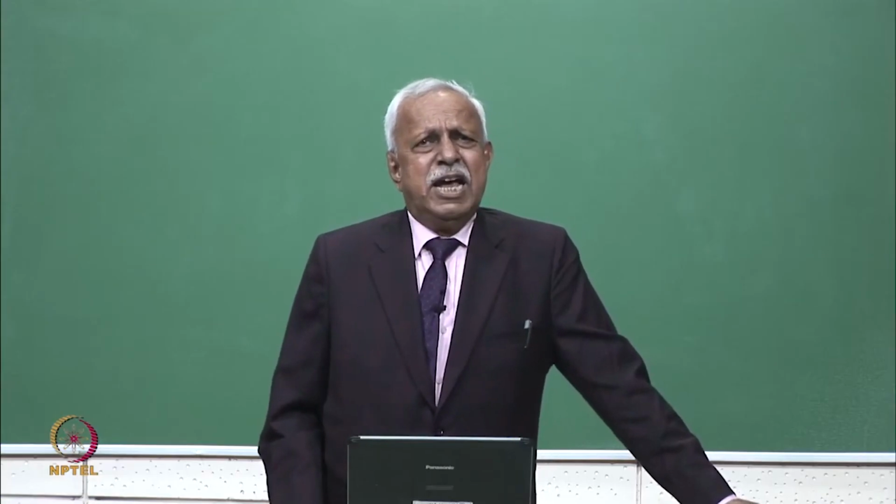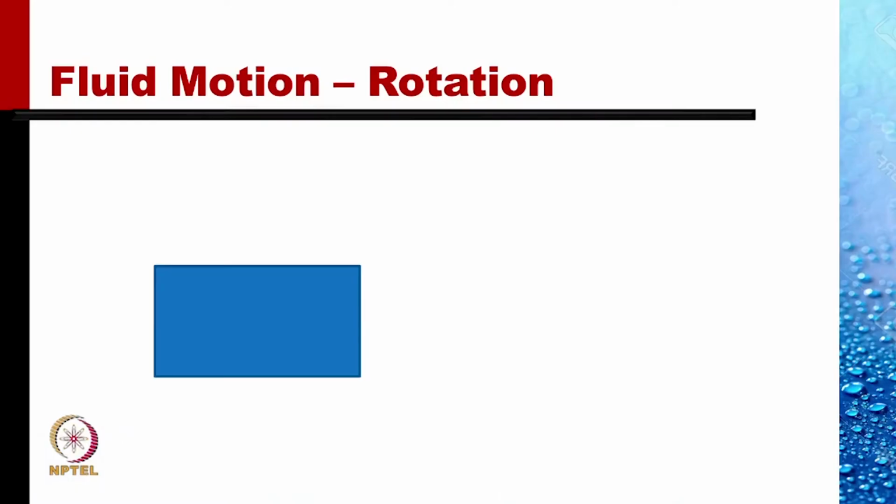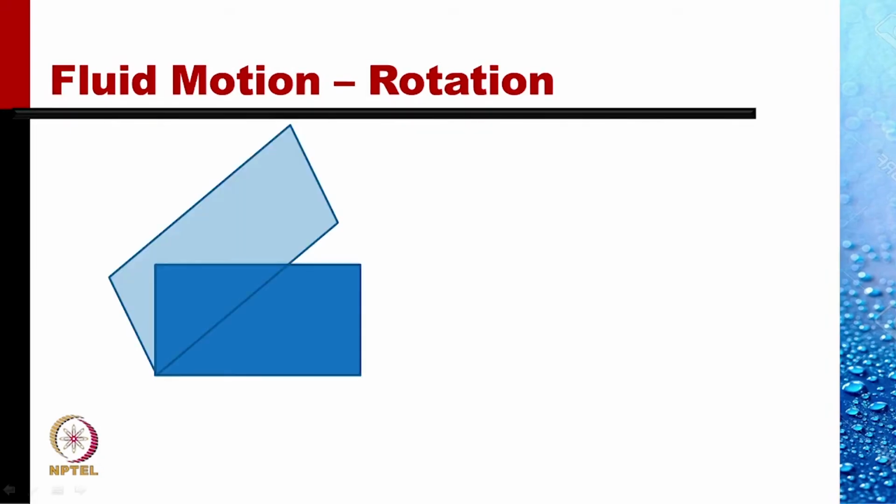Let us further consider rotation of this fluid element. Let this be a fluid element of size delta x and delta y at time t, and after time delta t, let the fluid element occupy this position. This element would translate also, so we bring it back so that the left bottom point is coinciding. So we removed the translation in x and y direction. We are worried only about rotation.